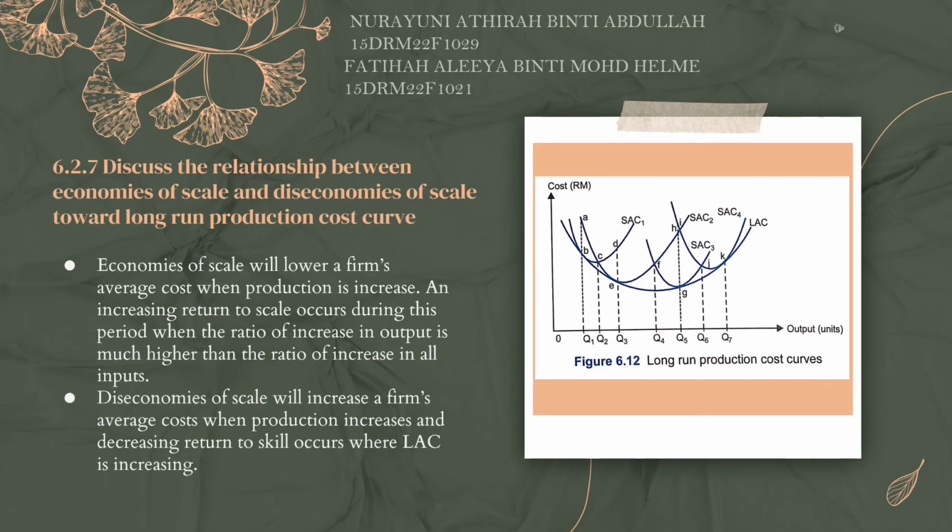Discuss the relationship between economies of scale and diseconomies of scale to a long-run production cost curve. Economies of scale will lower a firm's average cost when production is increased. An increasing return to scale occurs during this period when the ratio of increase in output is much higher than the ratio of increase in all inputs.